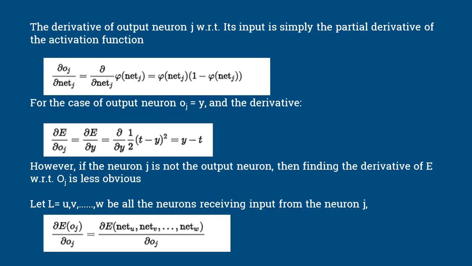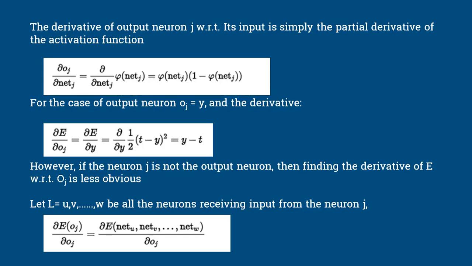Now considering the last term, that is the partial derivative of E with respect to oj. If that neuron j is the output neuron, then oj, or the output of that neuron, is simply equal to y. In this case, we will simply put the formula for E, that is 1 by 2 into (t minus y) squared. So this turns out to be y minus t. But if j is not in the output layer but in some hidden layer, then finding the derivative of E with respect to oj is much less obvious.